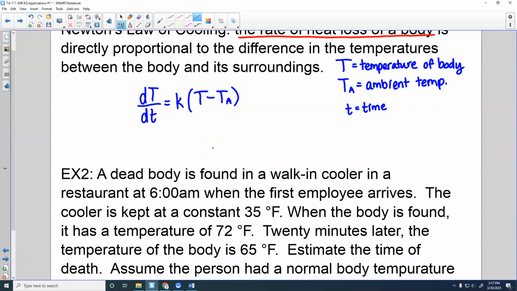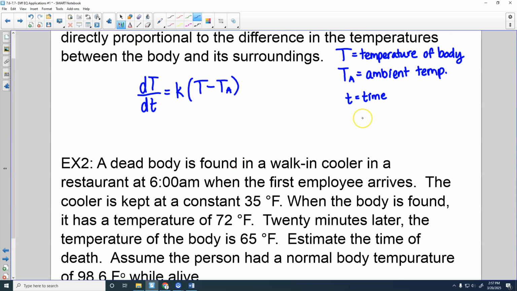Okay, this is Newton's law of cooling symbolically, right? The rate at which our temperature changes is directly proportional to the difference between our temperature and the ambient temperature. This means that if there's a bigger difference, then you're cooling faster. Whereas if they're closer together, it's going to be cooling at a slower rate.